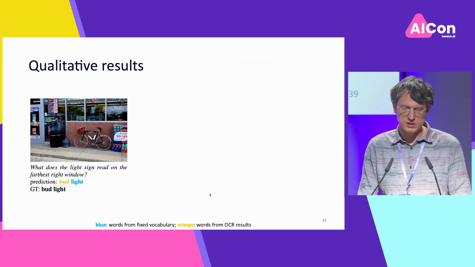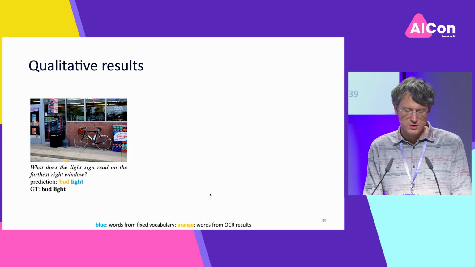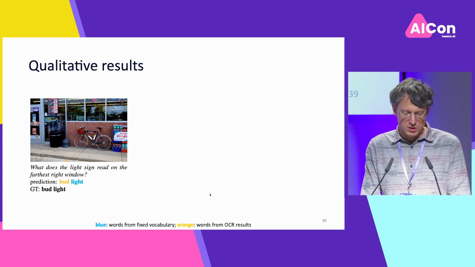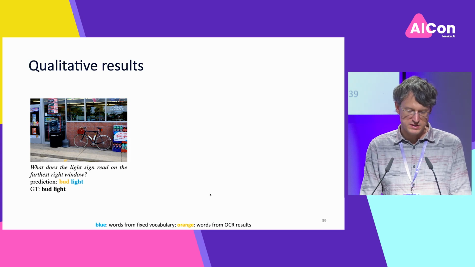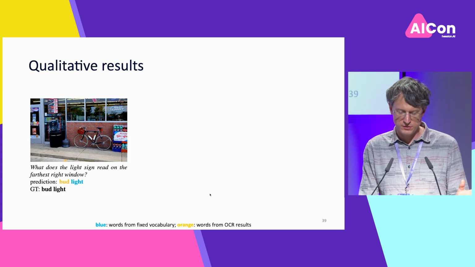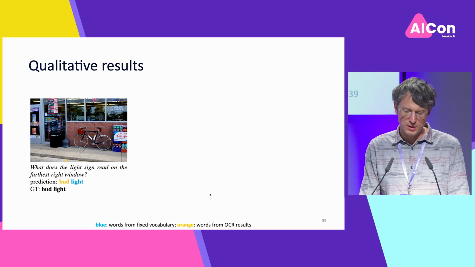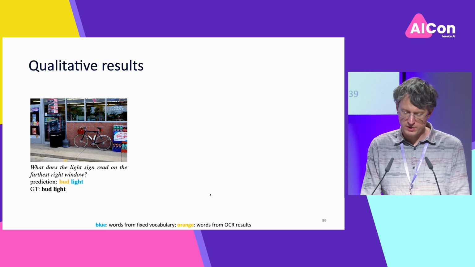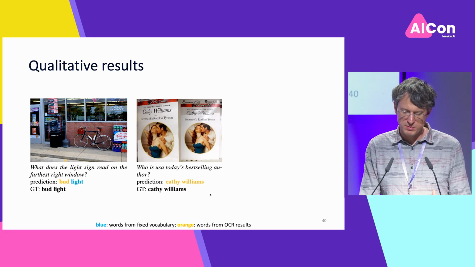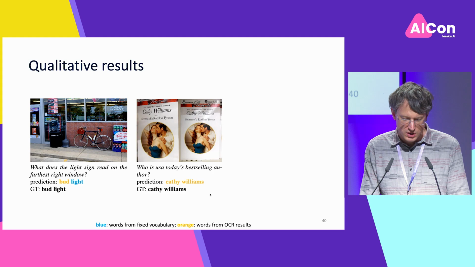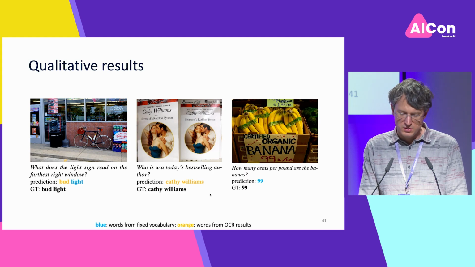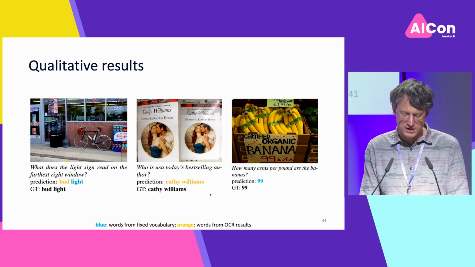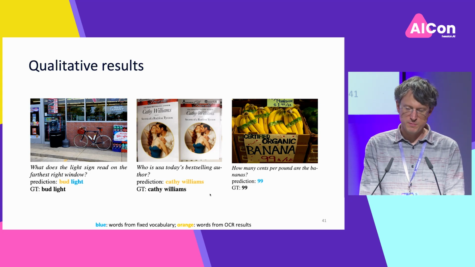Some qualitative results to see what this model can do. For example, here: what does the light sign read on the furthest right window? The answer is blue light. So here it actually takes blue from the OCR, and light, the second word, from the fixed vocabulary, probably because light is a very frequent word, so it can do it from the vocabulary. And there are similar examples here. Who is the USA Today's best-selling author? How many cents per pound are the bananas? These kinds of questions it can answer.